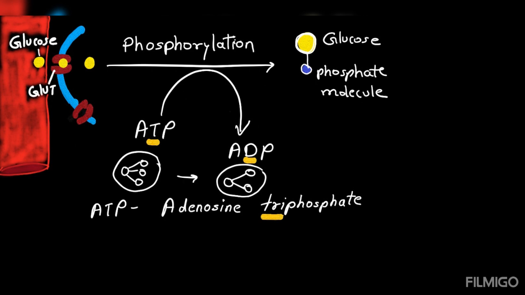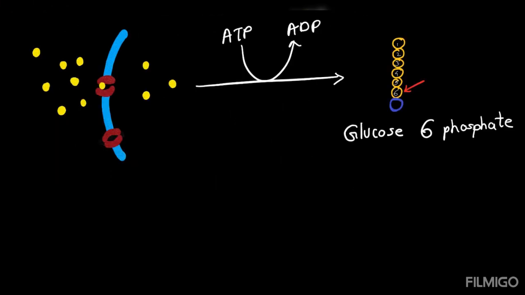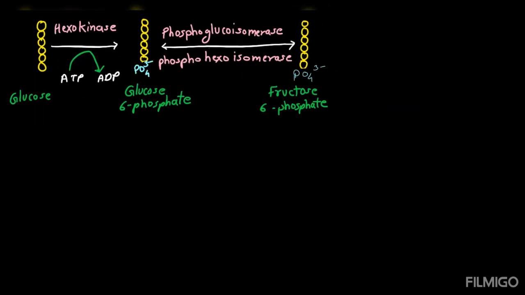Di means 2. And as this phosphate molecule is attached to the 6th carbon atom of the glucose, the name of the product is glucose 6-phosphate. And as we are adding a phosphate molecule to it, this process is irreversible.